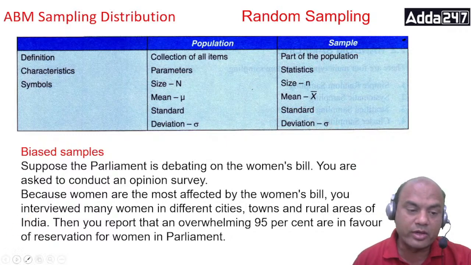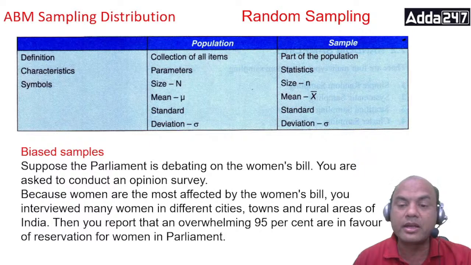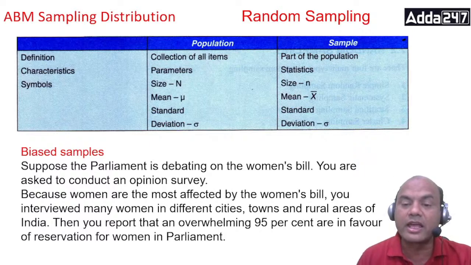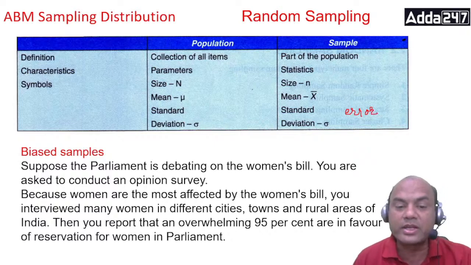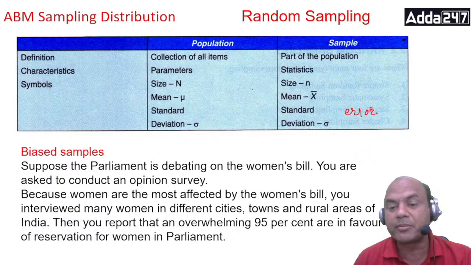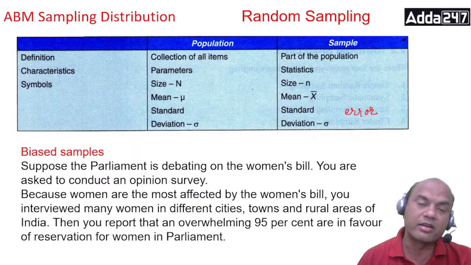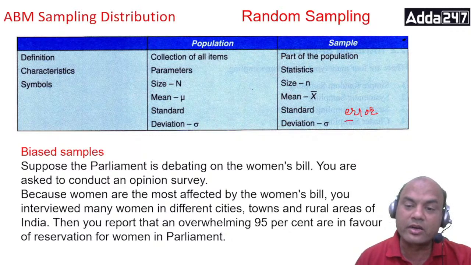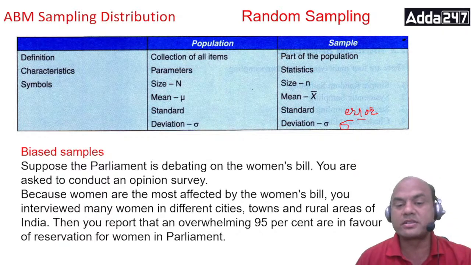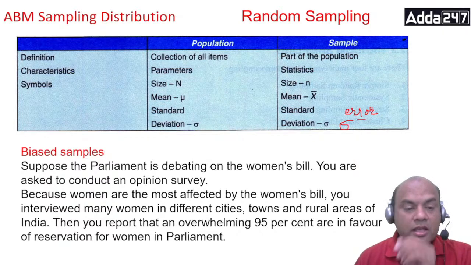But I'll tell you one more thing over here. Whenever I am taking anything for the sample, it is generally called standard error. Remember this. If I have standard deviation for population, for my sample I have standard error. And we generally write it, you will see this when I solve the numerical, as psi dash.